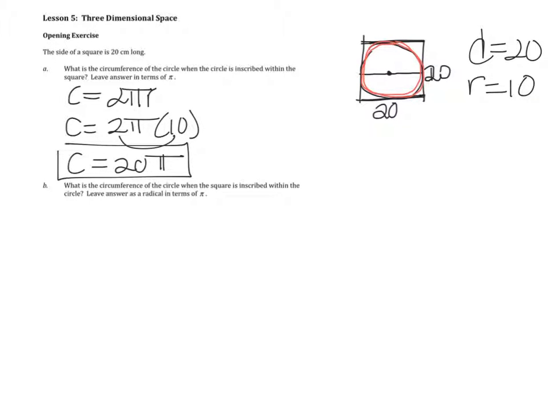Second question, what is the circumference of the circle when the square is inscribed within the circle? Okay, so alternatively, we're going to have a square and the circle around it. We know that the length of the square is 20, or the side of the square is 20. And we need to leave the answer as a radical in terms of pi.